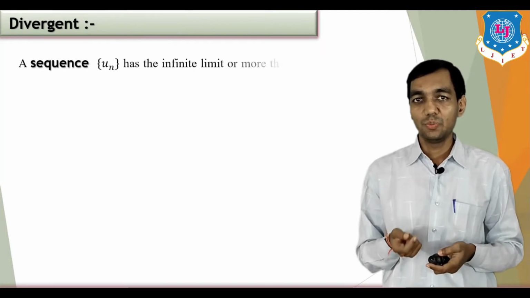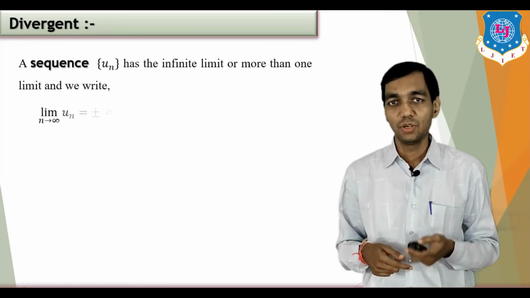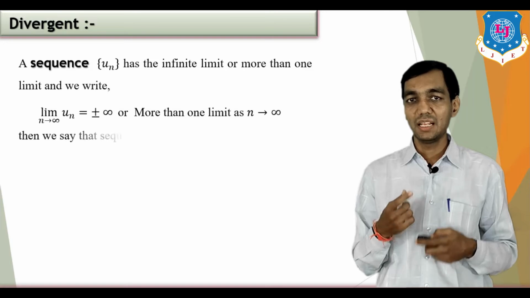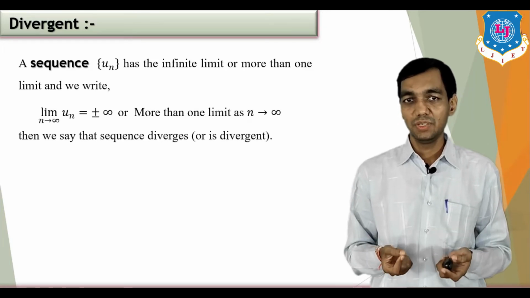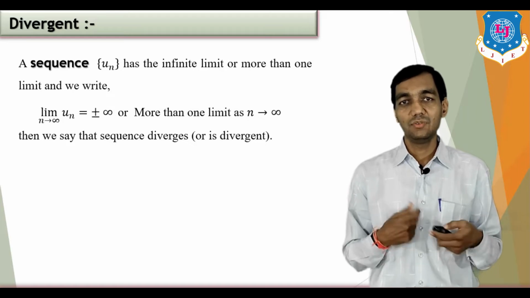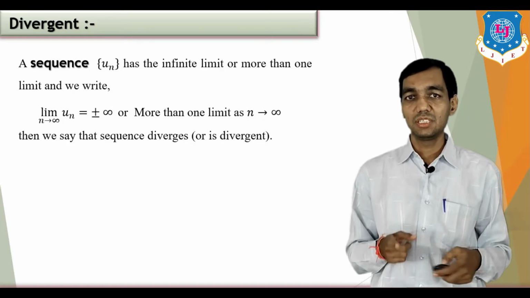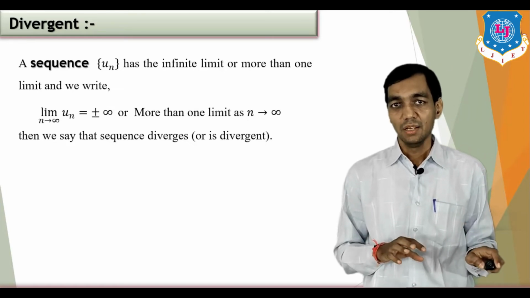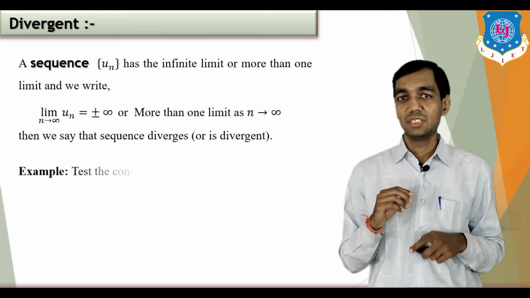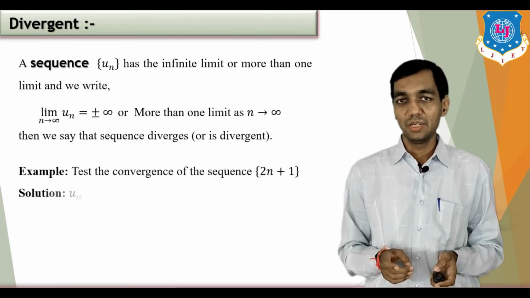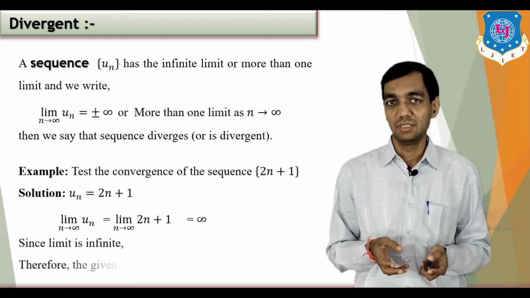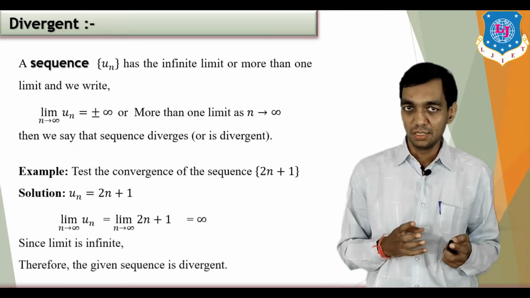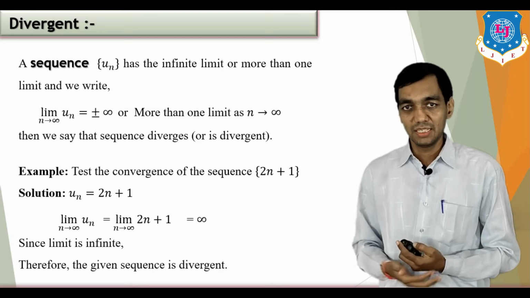Now the next topic is the divergent sequence. For a divergent sequence, if you apply the limit to the nth term and it is infinity or minus infinity, or you have more than one limit, then in that case your sequence is said to be divergent. It is not necessary that your sequence always has a unique limit. It may happen that you get more than one limit, then also it is divergent, or you can say it is oscillatory.